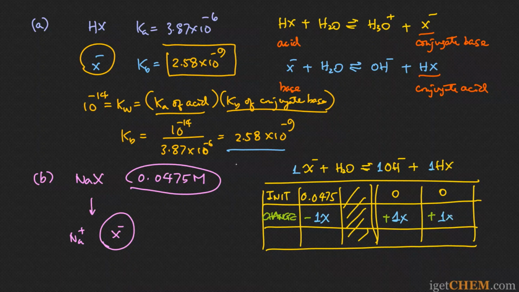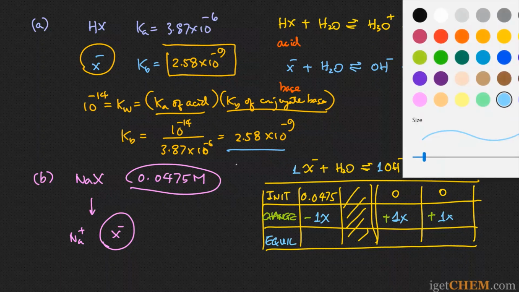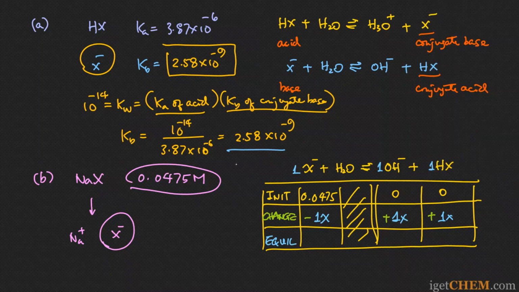And so finally, for the equilibrium value, we simply apply the change to the initial, and from that we get 0.0475 minus x, x, and x. So in this case, the equilibrium constant, as we have calculated previously, for this reaction is quite small, 2.58 times 10 to the minus 9.